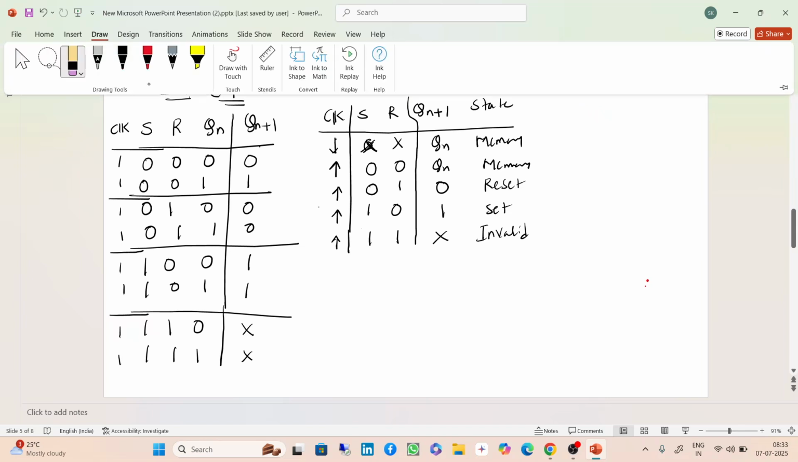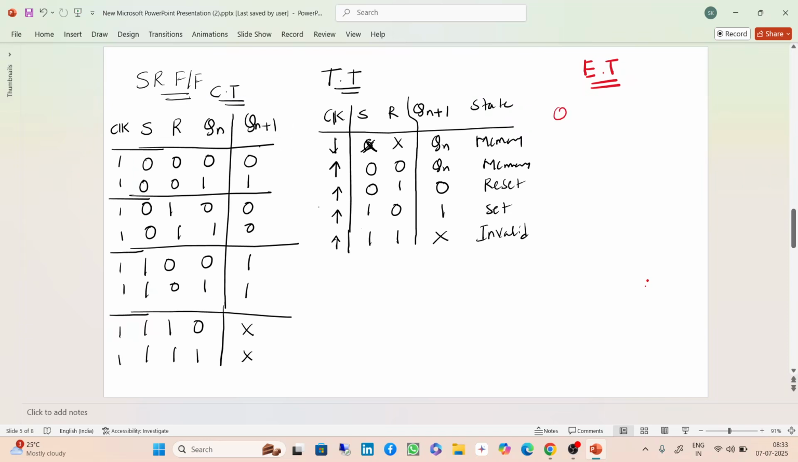So if you see the excitation table, the columns are present state Qn, next state Qn plus 1, and the inputs S R. The rows are 0 0, 0 1, 1 0 and 1 1. You need to see the characteristic table and get the excitation table. So when it is 0 0, what are S and R? S and R are 0 0.